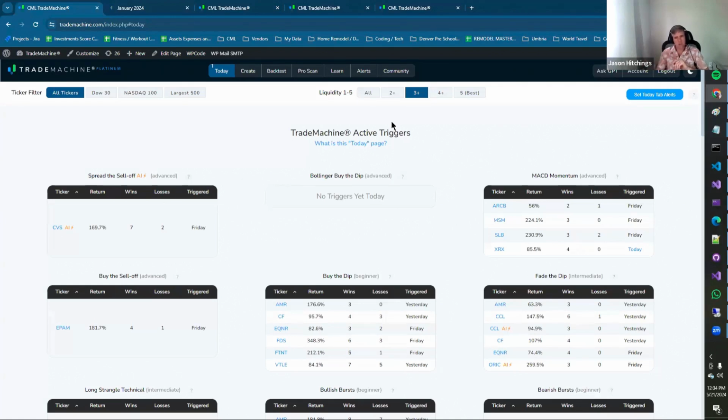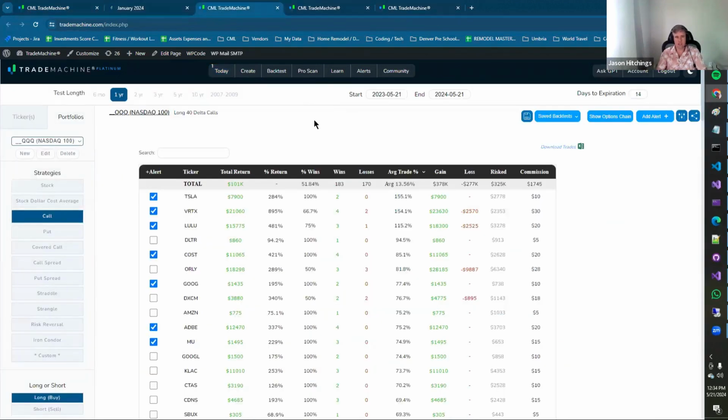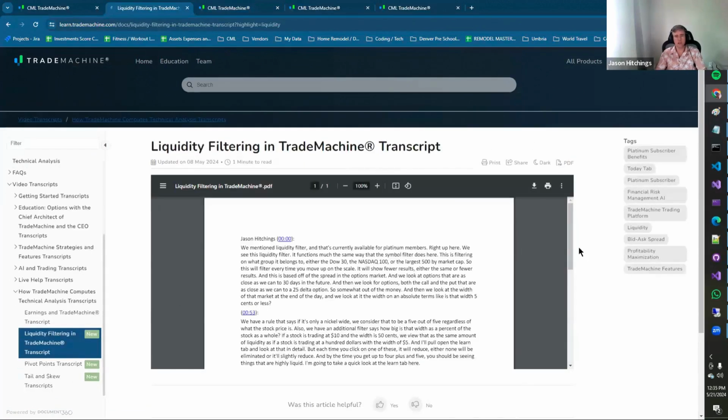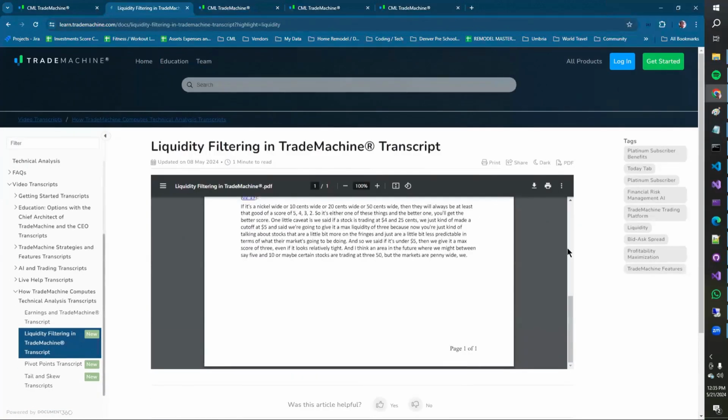So we have a real specific breakdown. We also have some additional rules saying that if it's nickel wide and the stock is over $5, it's automatically a 5. We also have something that says if the stock is below $5, it can't be above a 3. It's just kind of as the markets get tighter and tighter. And we have the whole formula broken down here. We did some testing on what worked and what made sense. It's even a PDF.